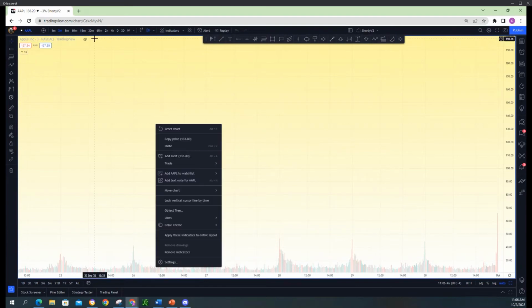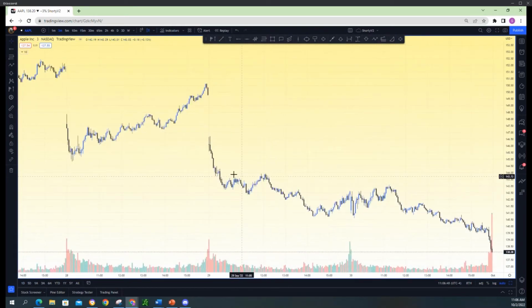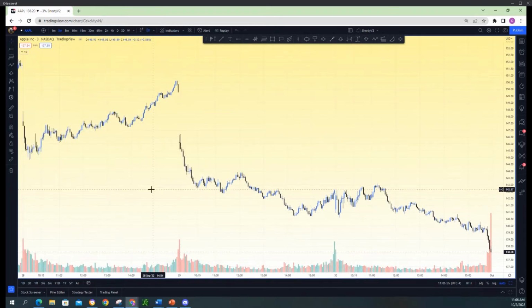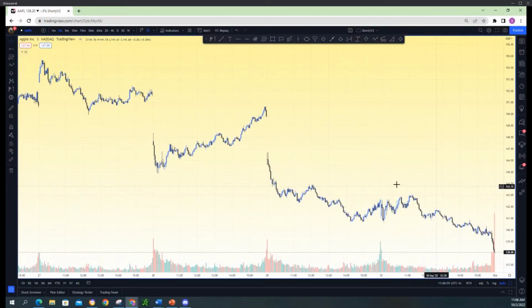Okay. 3 minutes has a lot of rich information about imbalances and liquidity zones. You can gather a lot from here. I mean, just looking in here, I can probably find 2 trades within this chart.